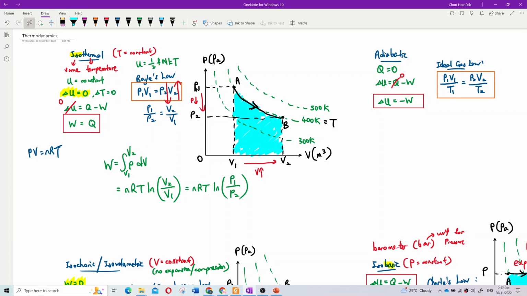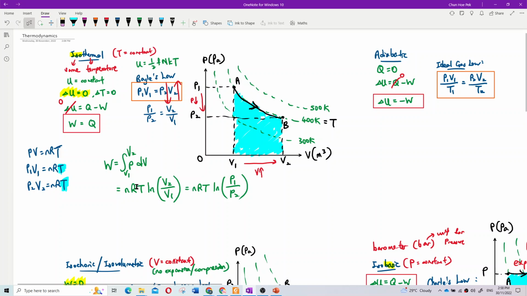Betul. P V equal to nRT actually comes from P1 V1 equal to nRT, ataupun P2 V2 equal to nRT, because the temperature is constant kan? Temperature is constant. So P1 V1 equal to nRT, P2 V2 equal to nRT also. So P1 V1 equal to P2 V2. That's how we got Boyle's law. Correct or not, class?